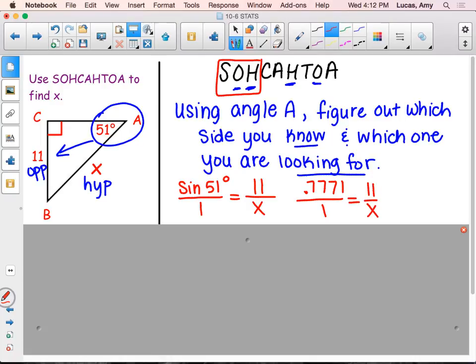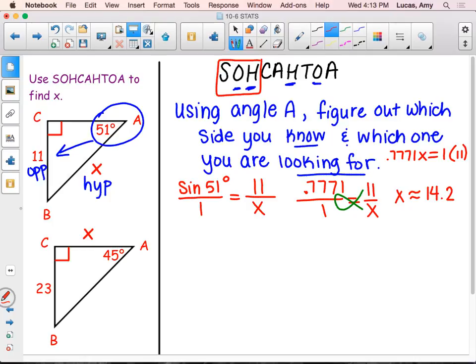So here is my proportion. I'm going to cross multiply and divide. So 11 times 1 is 11, and then I divide by 0.7771, and x is about 14.2. So I'm rounding to the nearest tenth. Remember, with the proportion, the diagonal cross products are equal to each other. So you may have learned to write it out like this, 0.7771 x equals 1 times 11, and then solve it like an equation. That will give you the same answer.